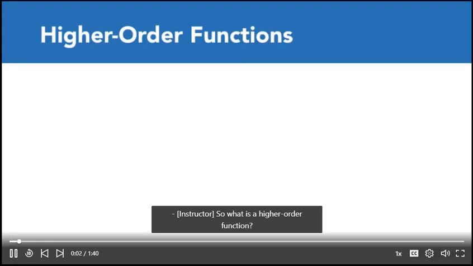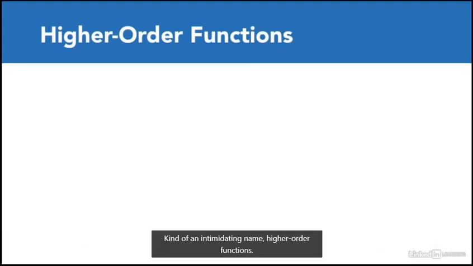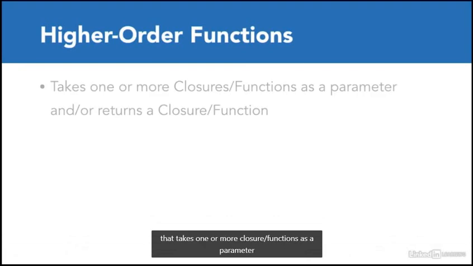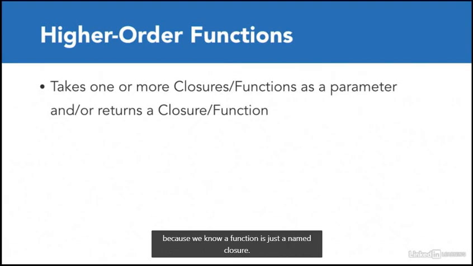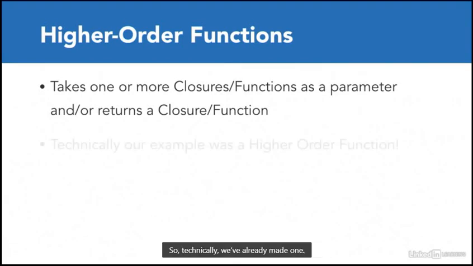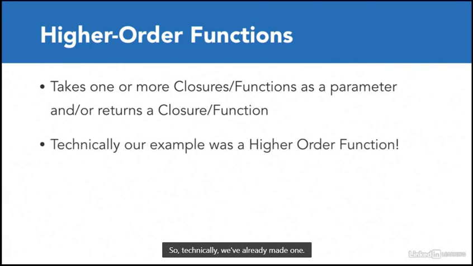So, what is a higher order function? Kind of an intimidating name, higher order functions. Well, a higher order function is really just a function that takes one or more closures or functions as a parameter and/or returns a closure or function. So all it has to do is take or return a closure, because we know a function is just a named closure.